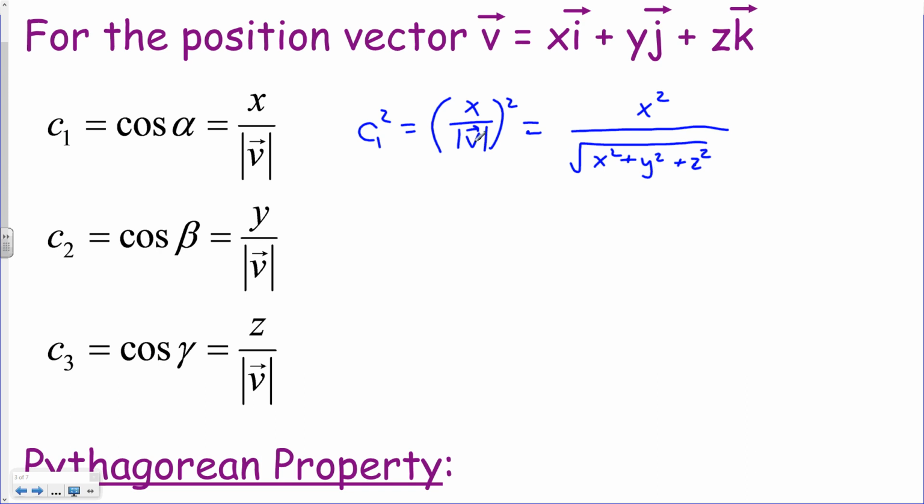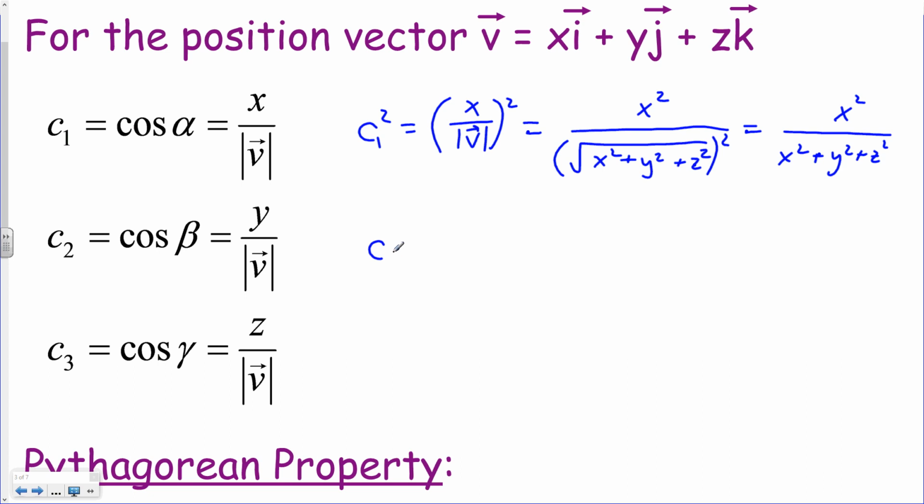And again, it's that quantity, the magnitude squared. So we're squaring this guy right here. Well, if you take that square root and you square it, then of course that square root just drops out of there. So we have just x squared divided by x squared plus y squared plus z squared. And that's what C1 squared turns out to be.